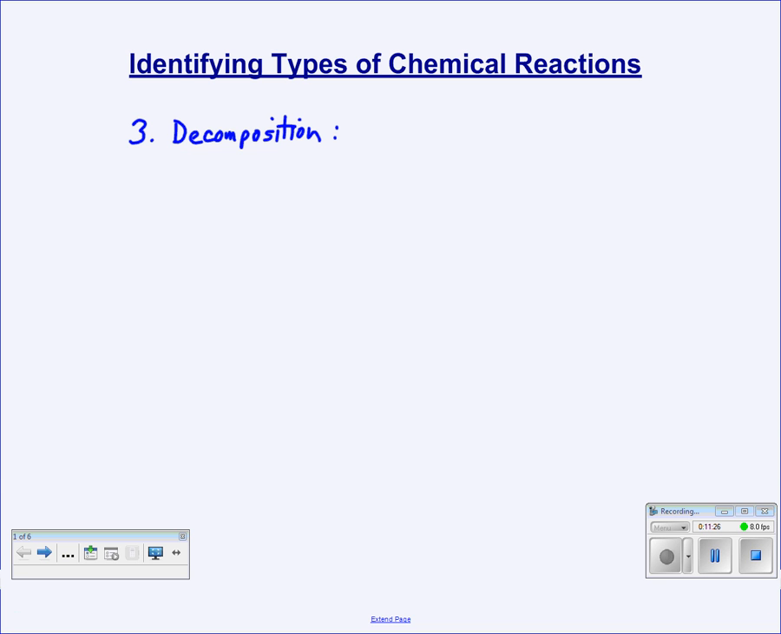Let's look at our third type now, decomposition. In a decomposition reaction, you think of something decomposing or breaking down. Again, that same connotation happens here when we think about decomposition reactions. A decomposition reaction is the opposite of synthesis. Two or more products form from one reactant.